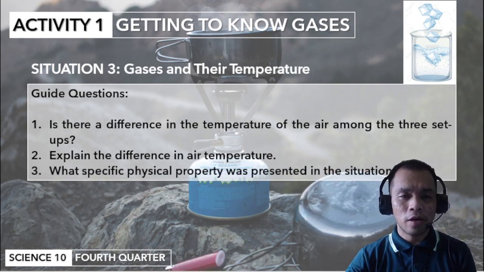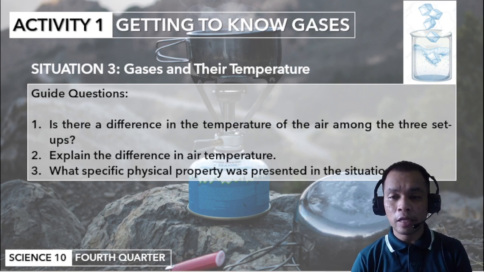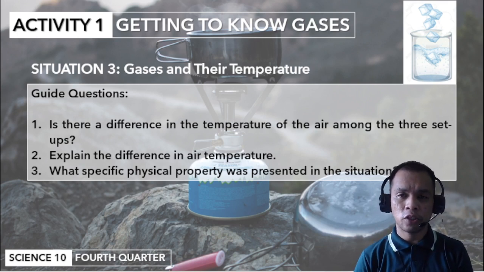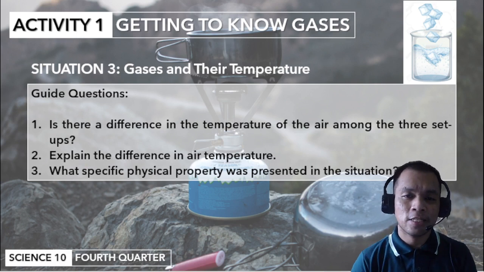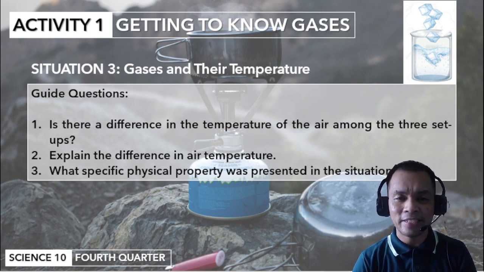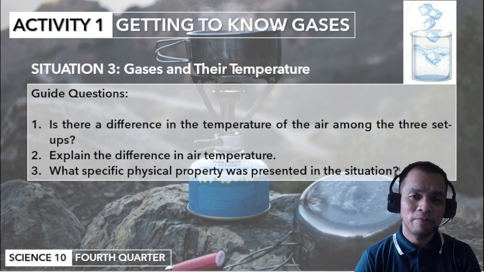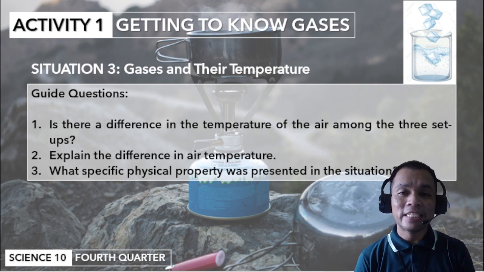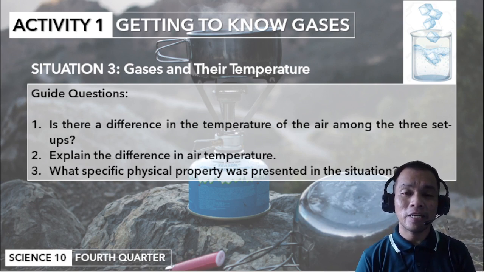Now let's go to the third question. What specific physical property was presented in the situation? Have you noticed the unit that was used in the situation? Yes, that's correct. The answer is temperature. So we have already discussed the three different properties of gases.